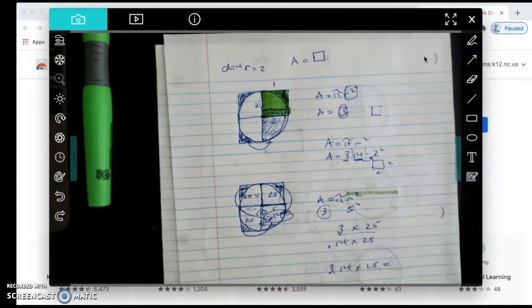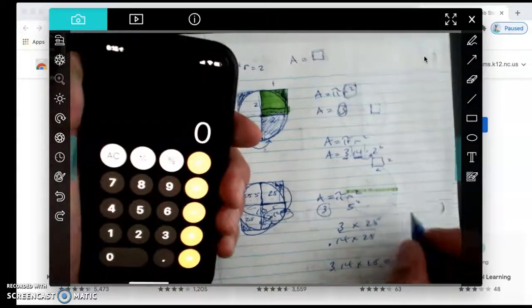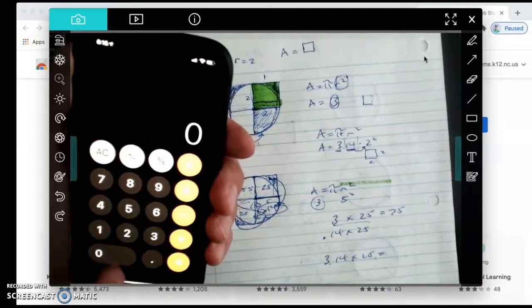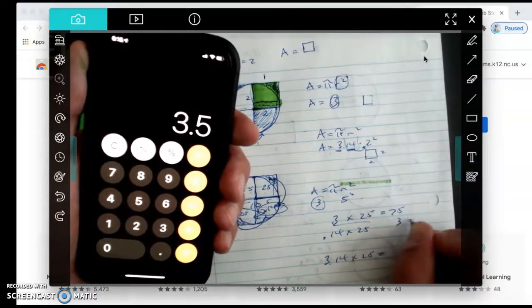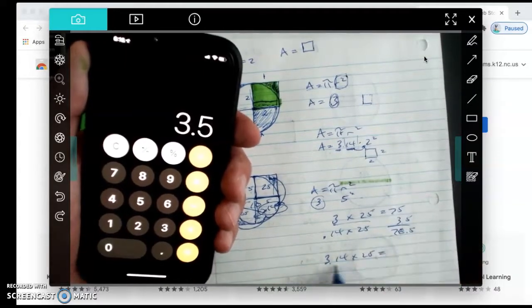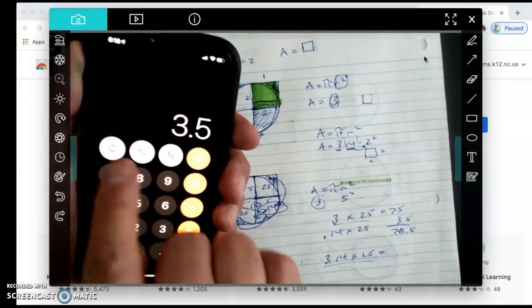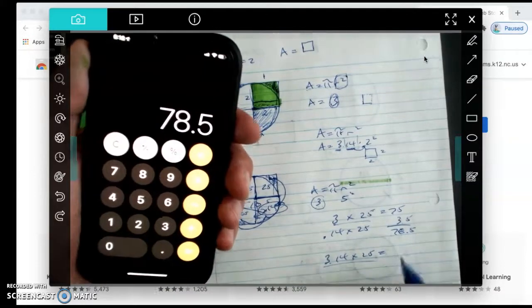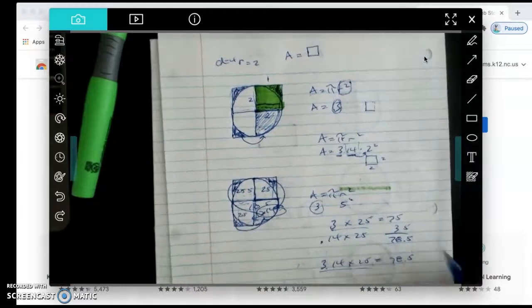So just to prove this, get the calculator out. We'll do it the old school way. 3 times 25 is 75. 0.14 times 25 is 3.5, for a total of 78.5. This takes all that away. Pi times the radius squared. This gives it to you all in one answer. 3.14 times 25, 78.5. That's all it's doing.